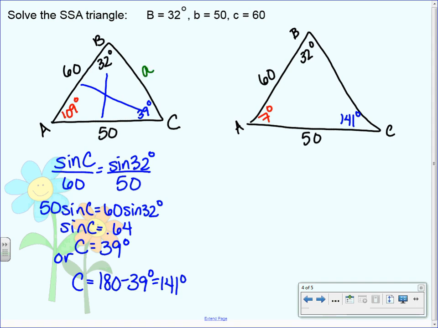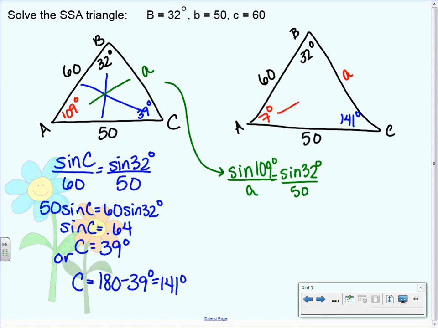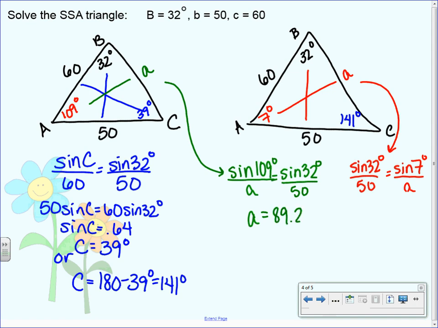So let's say I want to solve for side a here. a is opposite 109. That's a law of sines. It would look like sine 109 over a, and I'll use the given information, sine 32 over 50. If I wanted to solve for side a in this triangle, it's opposite 7. And again, I'll probably use 32 and 50 because those are my given pieces of information. Sine 32 over 50 equals sine 7 over a. In both cases, we're going to cross multiply to solve. So in the first one, I'll do 50 sine 109 divided by sine 32, 89.2, which in that first triangle, 109 is the largest angle, so we should expect that the side opposite it, 89.2, is the longest side, and that makes sense.